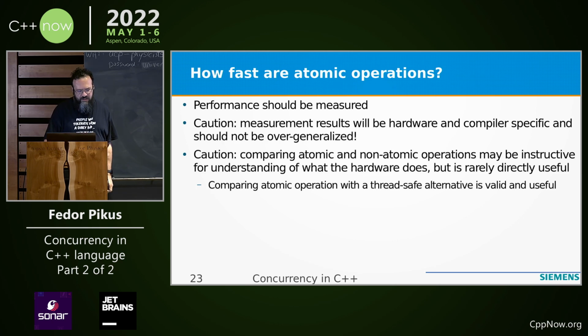Okay, how fast is this stuff? There are some cautions. First of all, it's kind of meaningless to compare atomic and non-atomic, in the sense that if you were in a thread-safe context, you wouldn't be using atomic. And if you aren't in a thread-safe context, then non-atomic performance is meaningless. It produces wrong results. If you want to produce wrong results fast, there are simpler ways to do that.